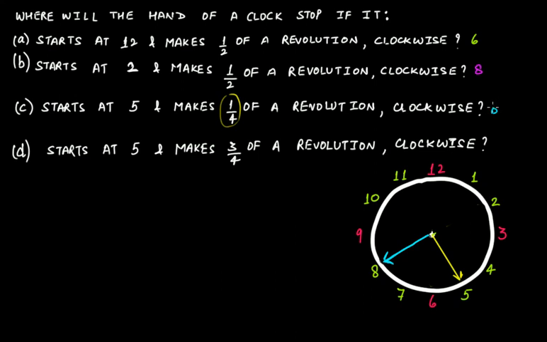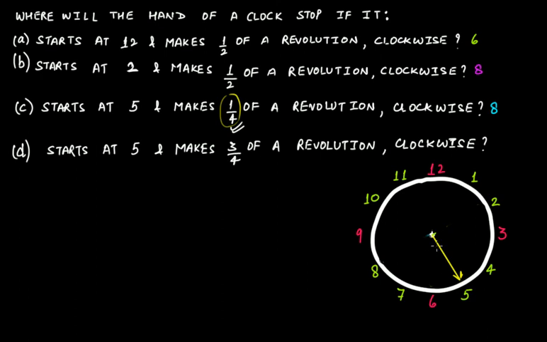Again, in this case, the next one is that it starts at 5 and makes 3/4 of a revolution. How much? It makes 3/4 of a revolution. Now we know that if it makes 1/4 of a revolution, then it has turned through 1 right angle. If it is 1/2 of a revolution, it means that it has rotated through 2 right angles, and if it is 3/4, then it means that it has rotated through 3 right angles, and 3 right angles means 9 intervals.